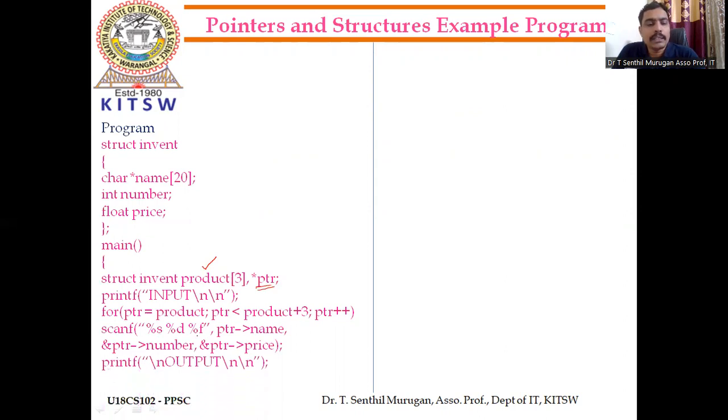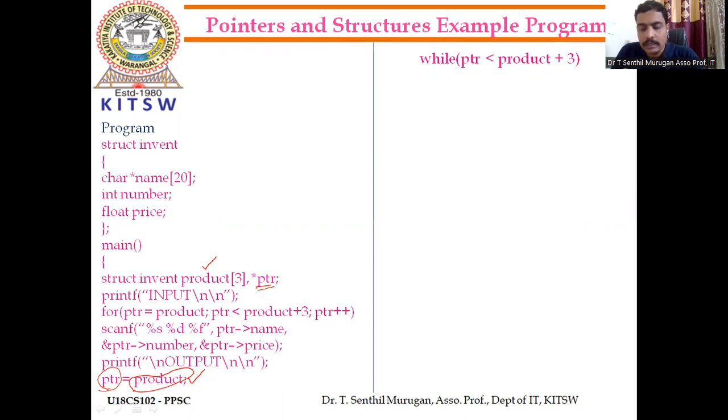So after getting these inputs, you will print the output using that. While printing the output, we can assign that address to the pointer. Okay, so we have created the pointer. For that, we have to assign one address now. So now we are assigning the product value. Here we are not using the ampersand. Why? Because it is a structure.